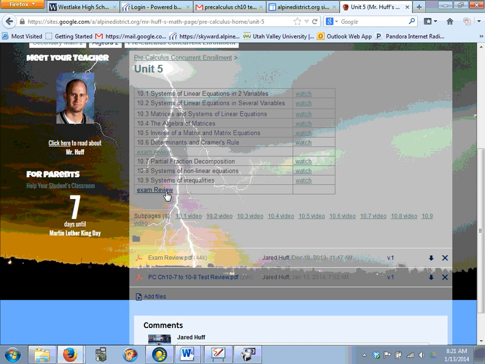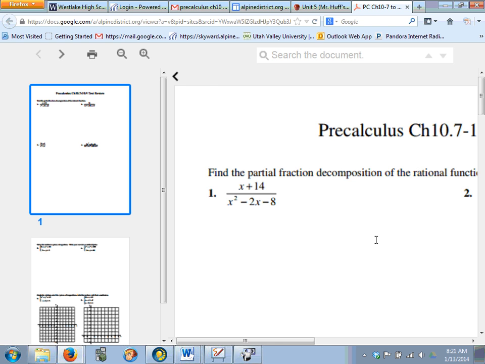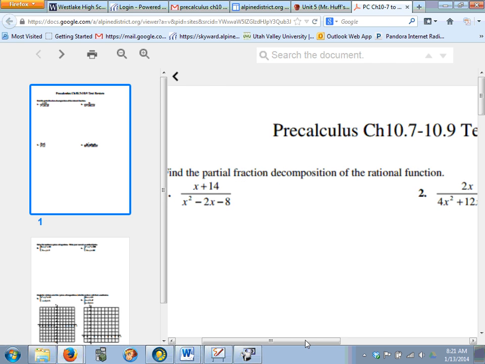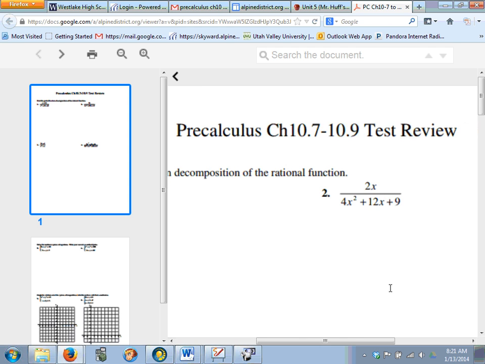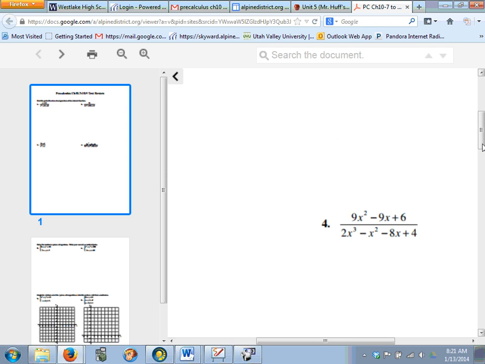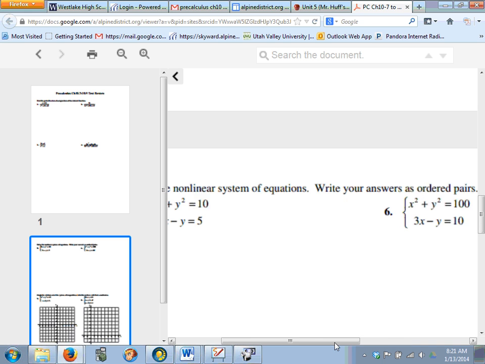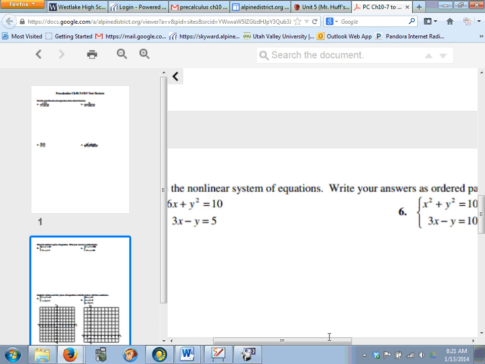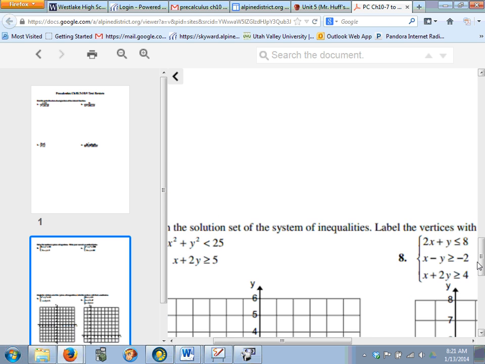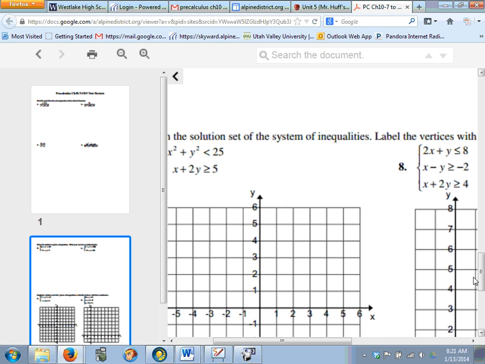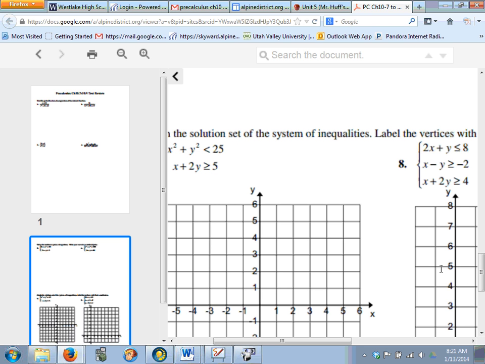The test has 8 questions on it. This is what the review looks like, by the way. The first 4 questions are partial fraction decomposition questions. Then the next 2 are systems of nonlinear equations, kind of like question 3 on the quiz. The last 2 are coming from this section that we're doing right now. This is your test pretty much, these 8 questions.